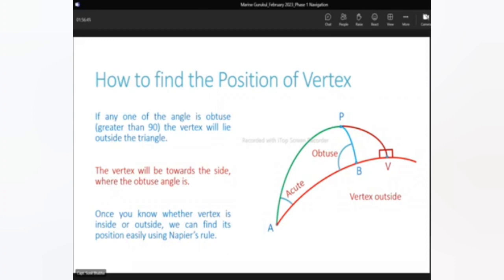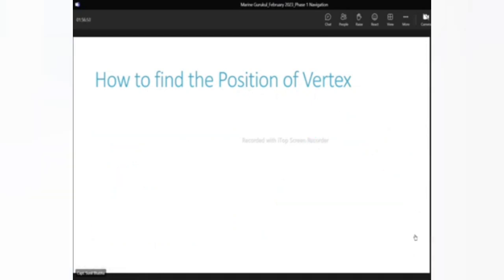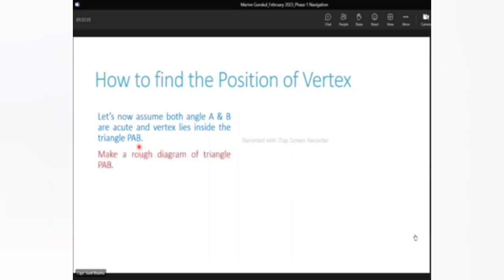So let me show you how we calculate the position of the vertex. Let's now see how we obtain the position of the vertex. Let's assume that in a particular situation, both angle A and angle B are acute, less than 90 degrees. This tells us that the vertex lies inside the triangle PAB. We are just assuming this situation to look at the procedure.